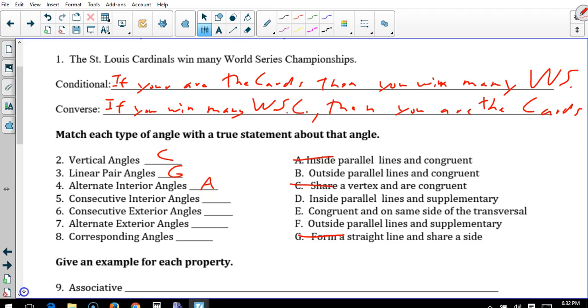Consecutive interior angles, D, inside and supplementary. F is outside parallel lines and supplementary. Alternate exterior angles, B, outside the lines and congruent. Corresponding, congruent on the same side. And remember that one is one inside and one outside.